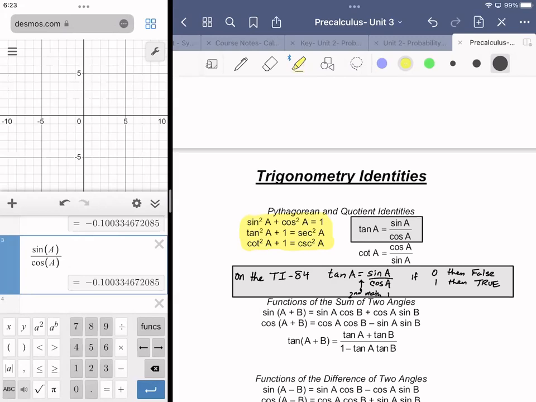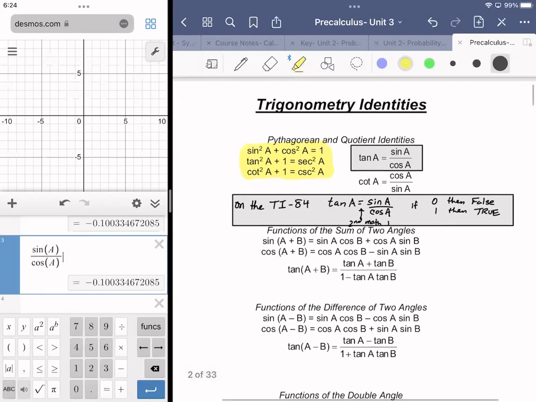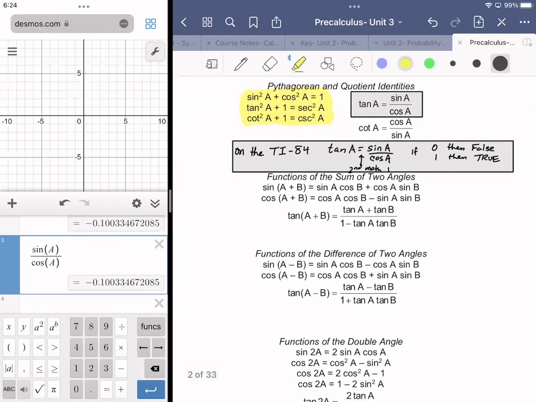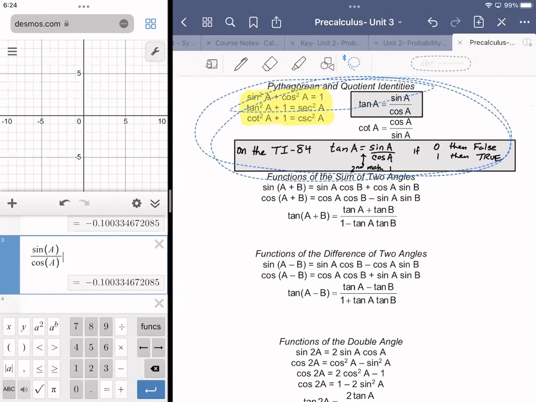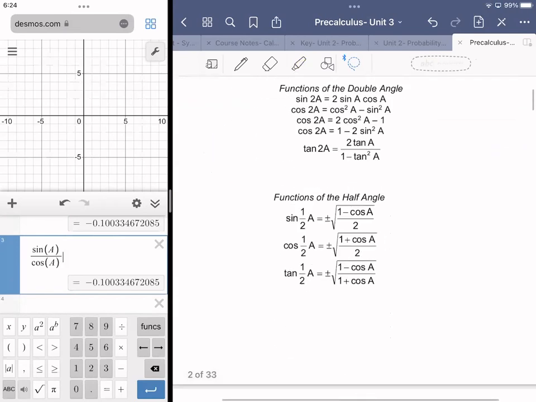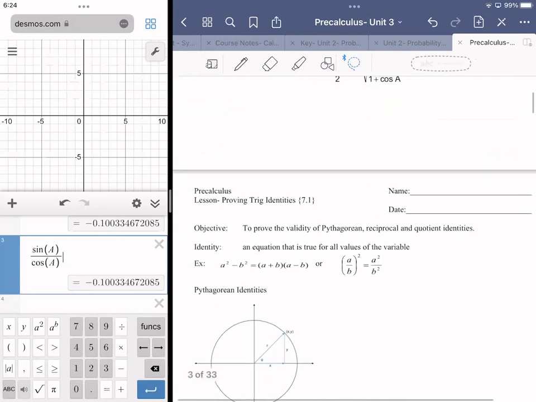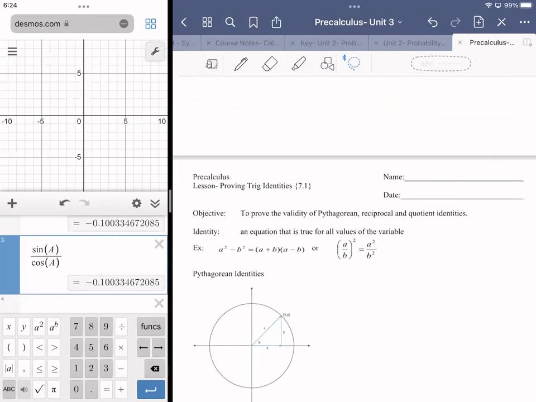All right. So, and the functions of the sum of two angles and difference of two angles, all that stuff. We'll get to that in due course. But for now, we're just kind of living in the top little section here. All right. So just the Pythagorean and quotient identities for this evening. So on the next page, a lesson proving trig identities.